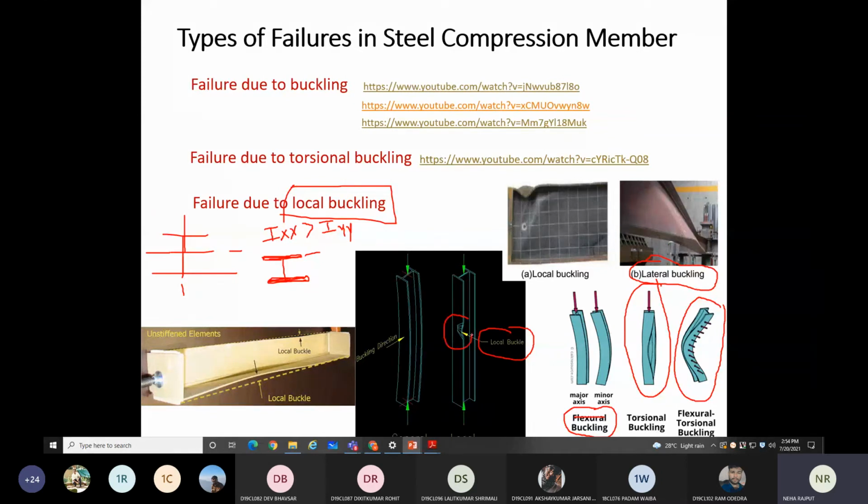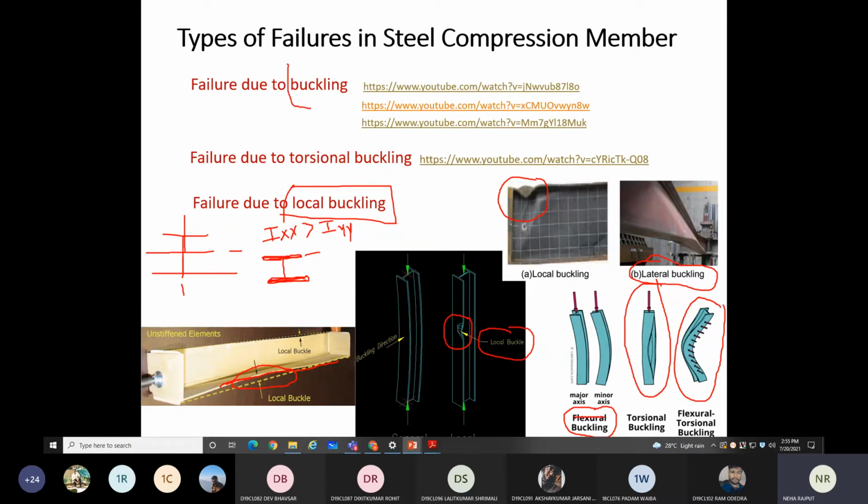The buckling or the failure is observed at the flange part only. Here also you can see this part is buckled only, not the whole section. The whole section does not fail, the whole section does not buckle. Only part of the section is buckled, and that is called the local buckling. Here also you can see this is the steel member, and here it has buckled. So the whole member will not buckle, but a part, the flange or web, can buckle. Is it clear?